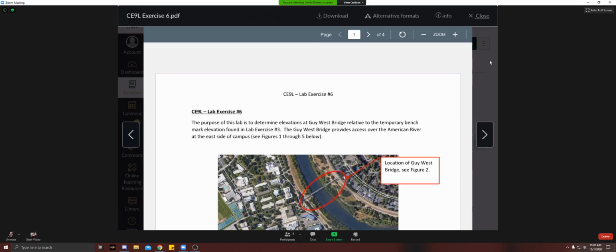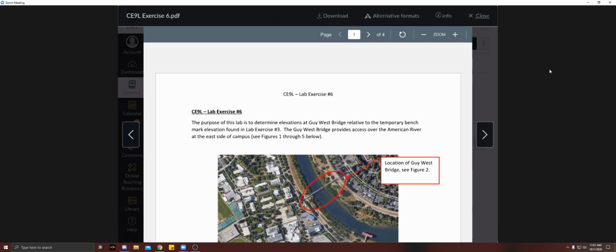So today we're going to go out with what is called a laser level, and I'll explain in a minute how that works. What we're going to do today is take a series of elevations along the Guy West Bridge, and the end product today will be a drawing that you prepare to scale on a separate 8.5 by 11 piece of graph paper showing the profile of the bridge based on the elevations that you're going to measure.